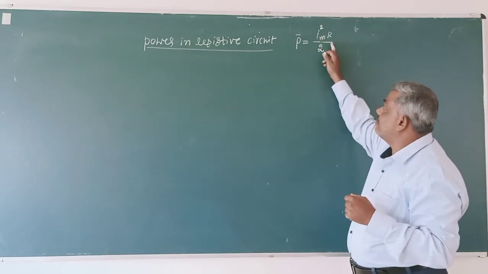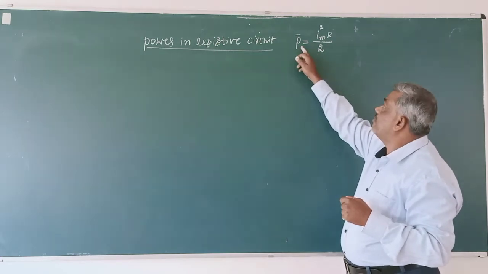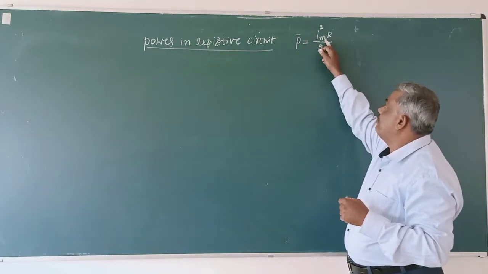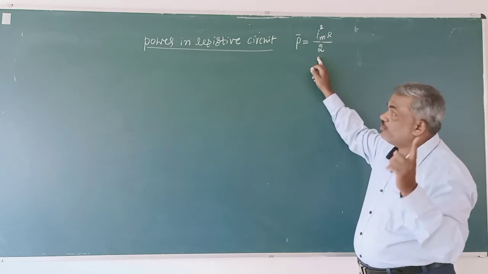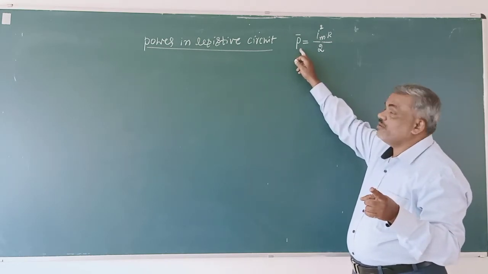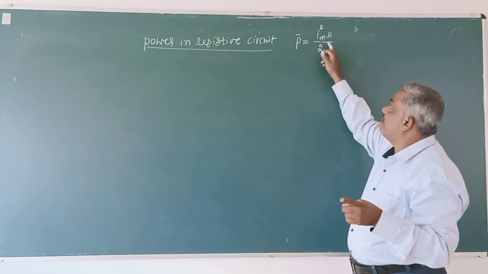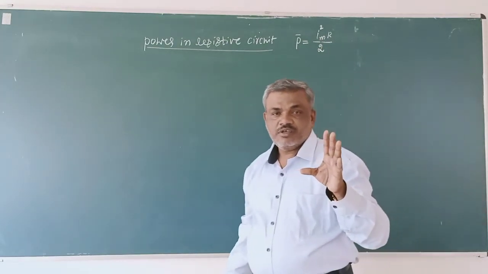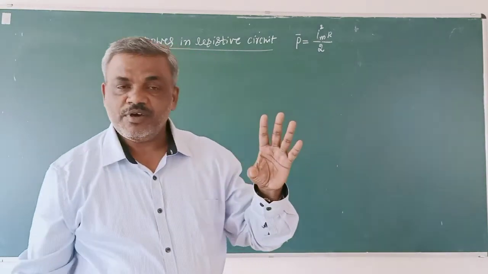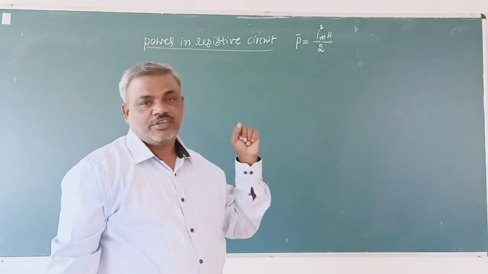R is the resistor, divided by 2. Now P equals Im squared R by 2. So show or prove that the average power P bar equals Im squared R by 2. This is the 3 marks question. So derive the expression for power in a resistive circuit.